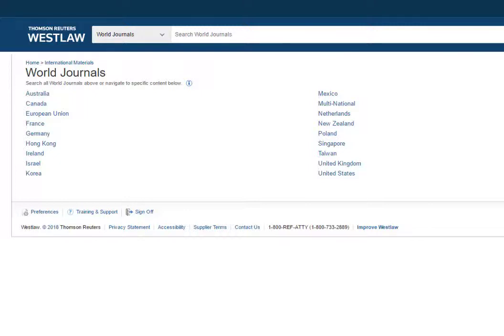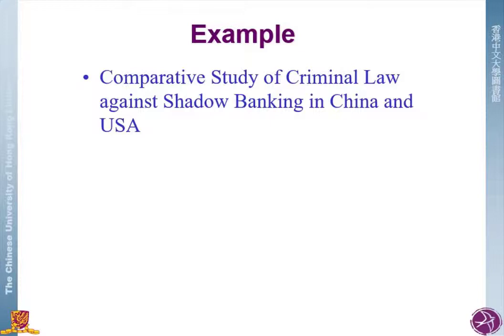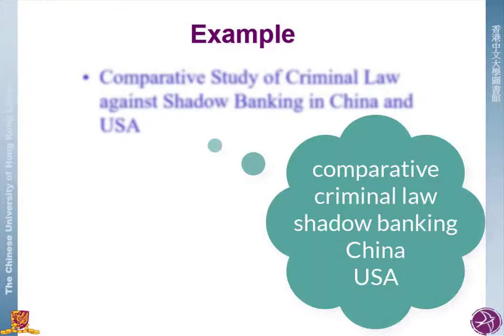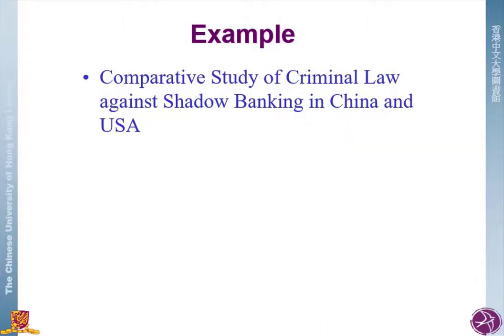On the World Journals page, you can enter your search terms with connectors in the search box. This is called Terms and Connectors search method. For example, you want to find articles that discuss and compare criminal law against shadow banking in China and USA. You come up with the key terms such as comparative, criminal law, shadow banking, China, and USA. And then you can use connectors to indicate how your terms will appear in results from your query.